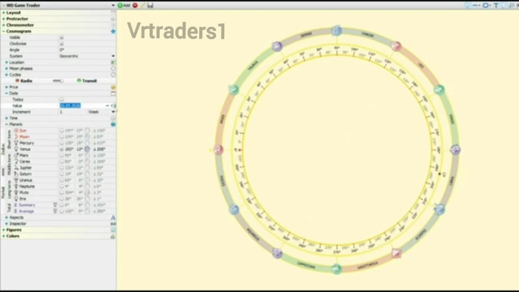Now when we go forward in date, suddenly you can see it has started moving in anti-clockwise direction, opposite of clockwise direction. And after some time it again started moving in clockwise direction. So what is this overall process known as? This overall process is known as retrograde movement. Let's see what is retrograde movement.